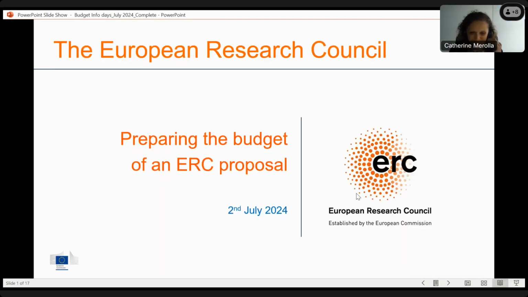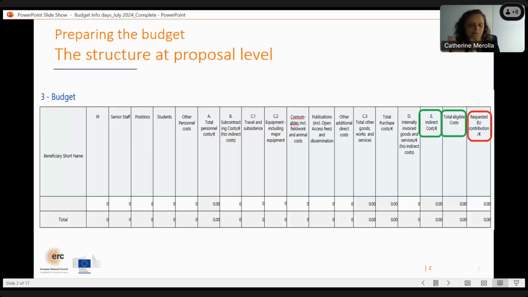Okay, sorry for that. So now what I would like to do, given the time, is maybe not to go through all the different cost categories, but to give a general overview and some tips. What you see on the screen is how the budget looks when you have to fill it in before the submission of your proposal. So what you see is different columns, different budget categories: personnel, subcontract, purchase cost, internal invoice, indirect cost.